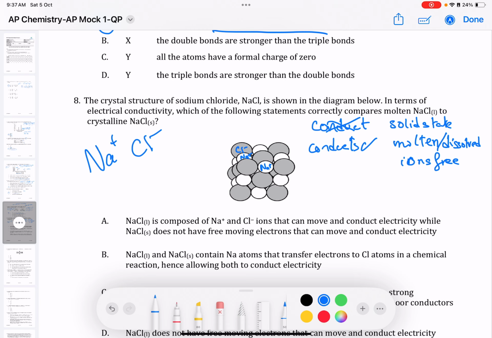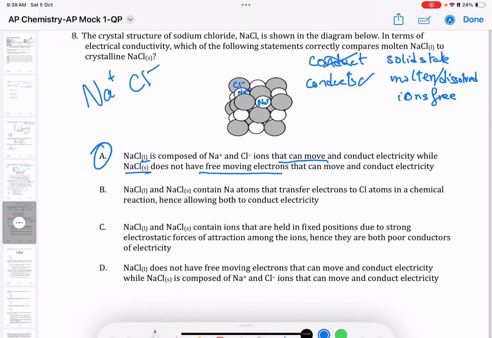Now let's read the question. In terms of electrical conductivity, which of the following statements correctly compares molten to crystalline NaCl? NaCl is composed of Na plus and Cl minus ions. This is the molten state, where the ions can move. Yes, they can move in the molten state and conduct electricity, while in the crystalline structure, the ions are locked. They're not free to move and conduct electricity. This is the best choice.